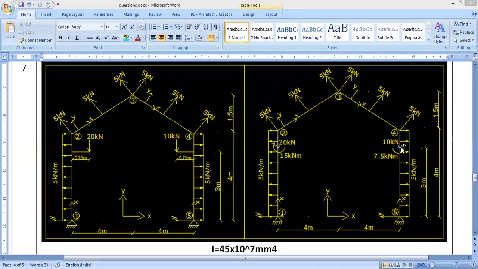While giving the input in Staad Pro, you should consider the starting point for the first beam as 1. So hence the distance is 3 meters. And for the last column, or the second column, the starting point is 4. And the distance where the point load and the moment are acting, you should take as 1 meter.